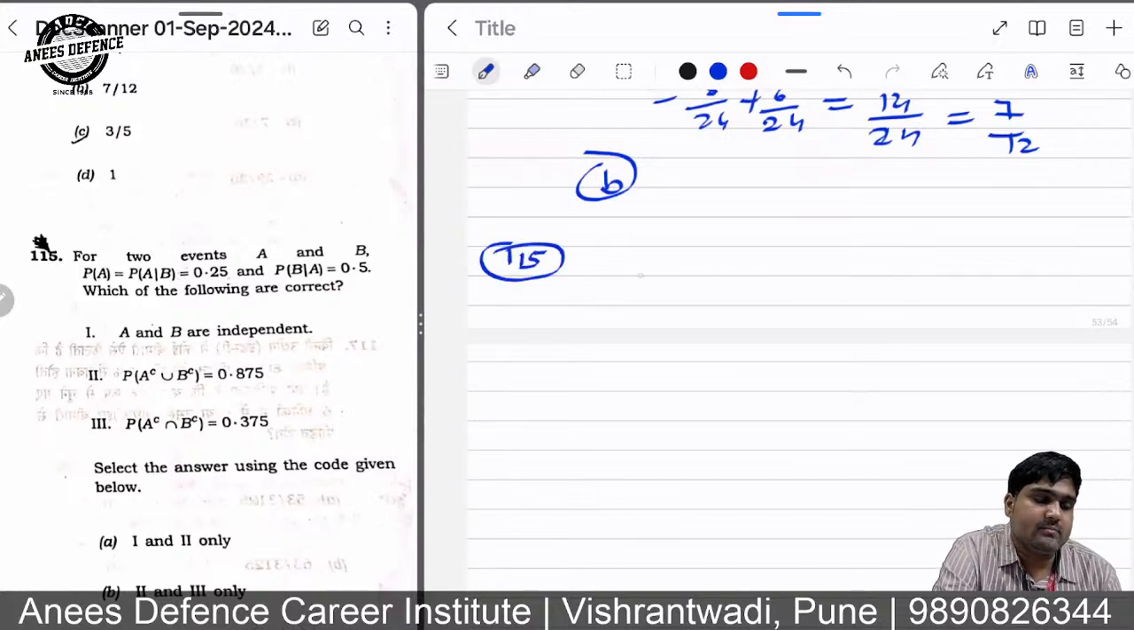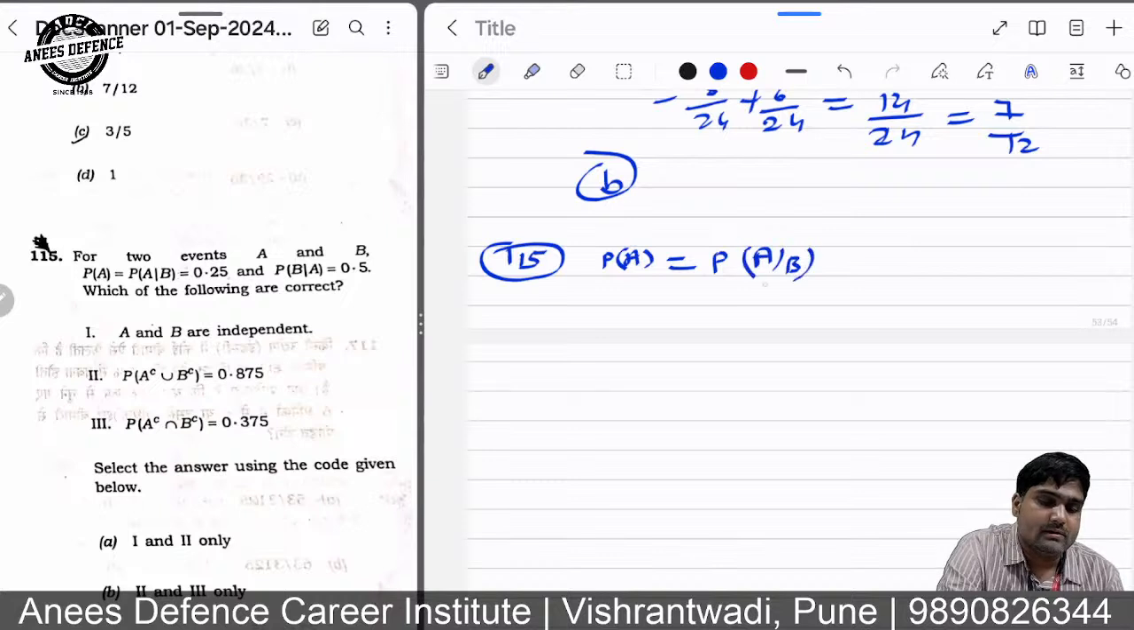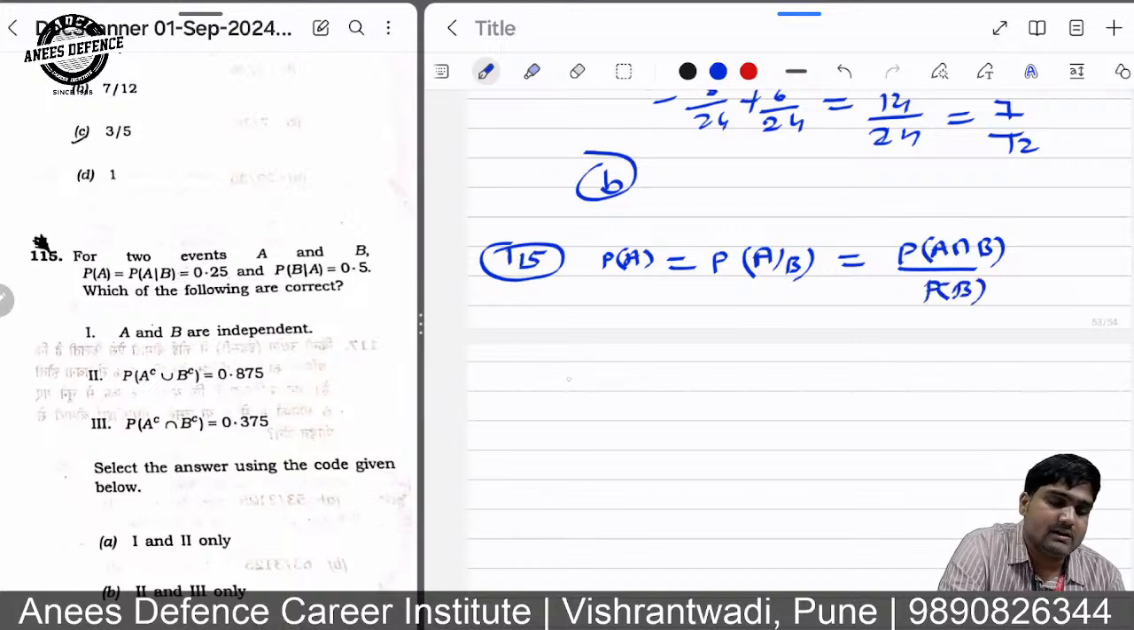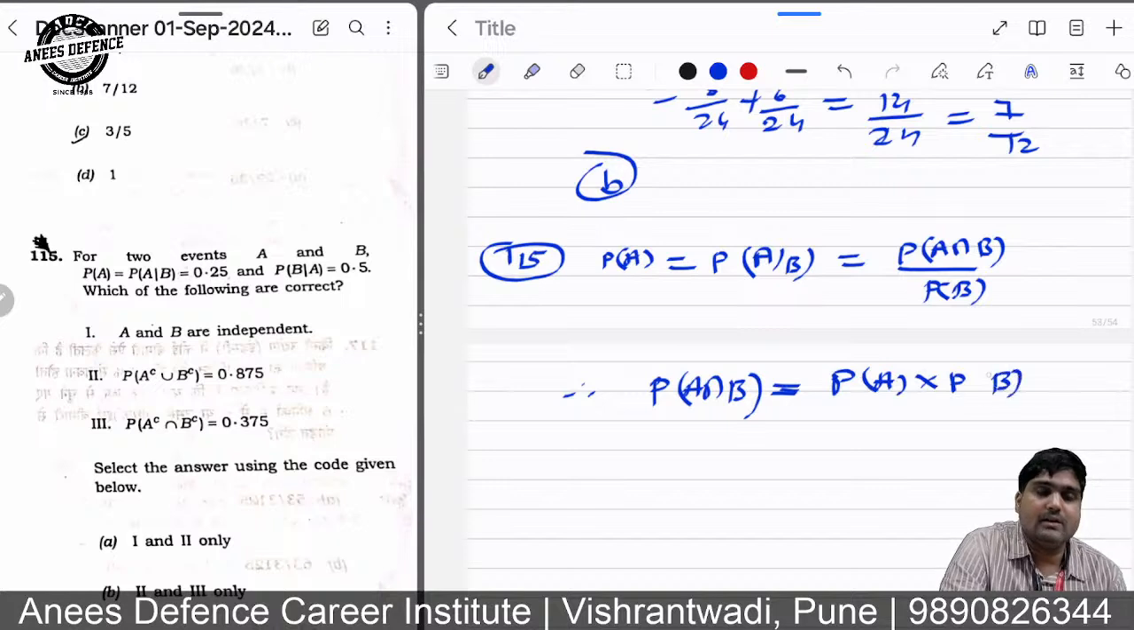For two events A and B, the conditional probability of A given B is given. So the probability of A intersection B we can write as probability of A into probability of B. So we can conclude that A and B are independent events, when the probability of the intersection of two events is equal to probability of A into probability of B.